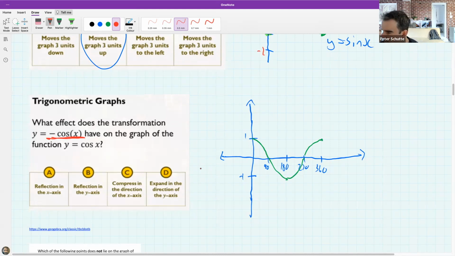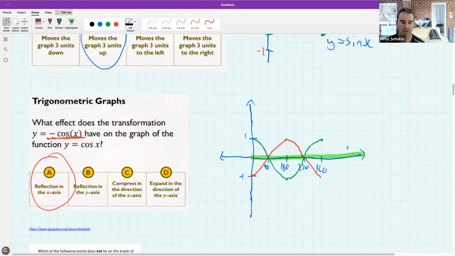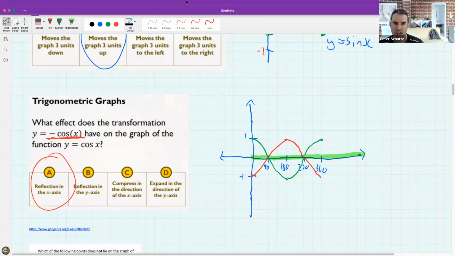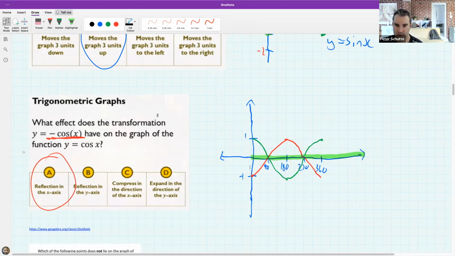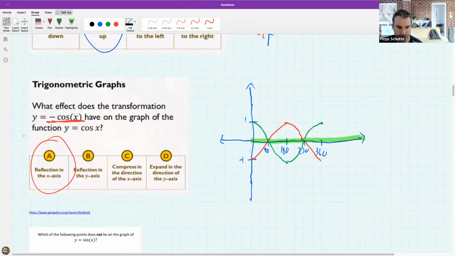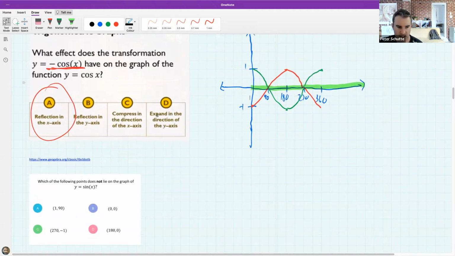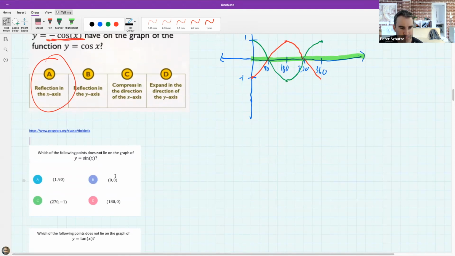Okay, I can see from the chat, many students have said reflection on the x-axis, and you're quite right. What it's going to look like is the minus sign takes whatever was +1, becomes -1. And you can imagine this one over here, -1 becomes a +1. And so that's what it'll look like. It's a reflection across this axis. And so A is the correct option. Yes, we are winning. Okay. Let's keep going with it. Next one.